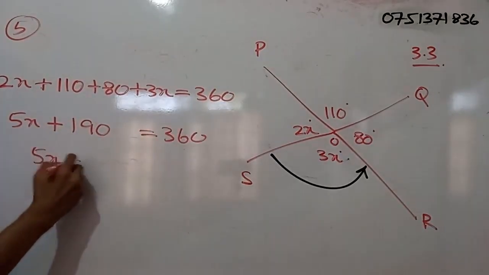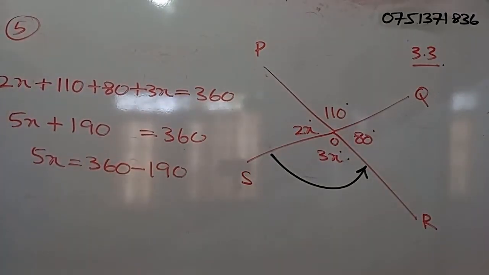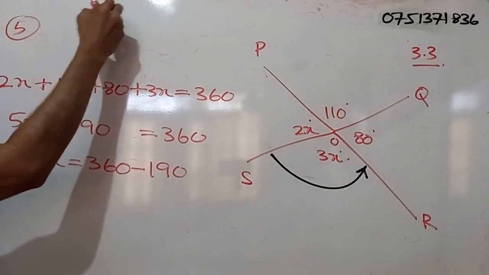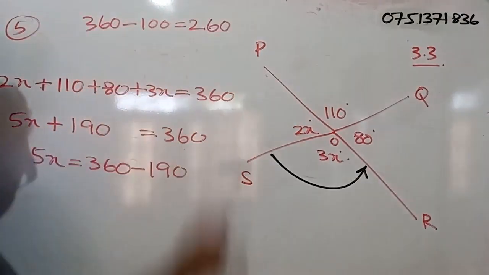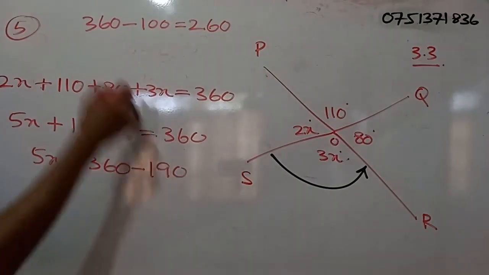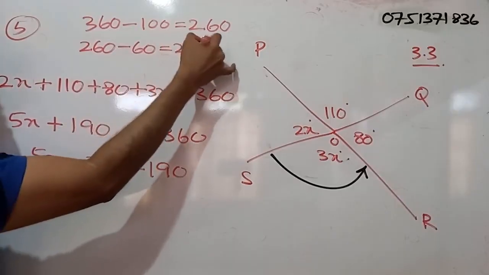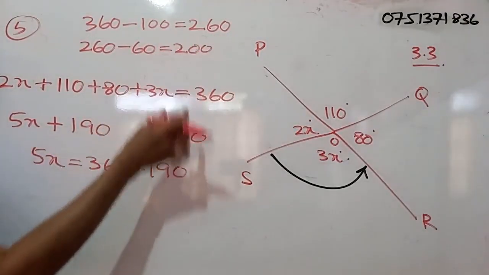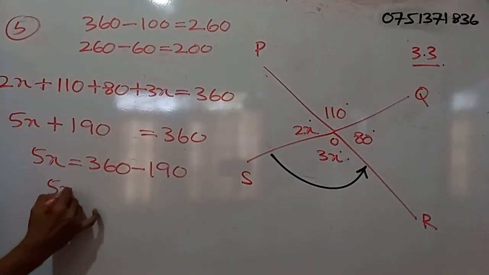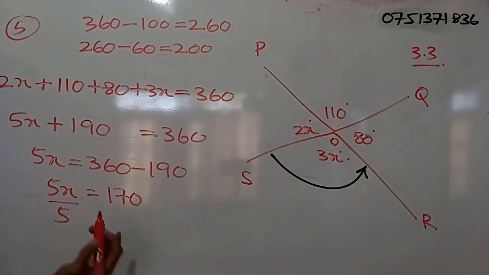So 5x equals what? 360 minus 190. Right? So 360 minus 100, that is what? 260. Right? So we still have a 90. So 260 minus 60, that is 200. So we still have a 30. 200 minus 30, that is what? 170. So we have to divide this side by 5.